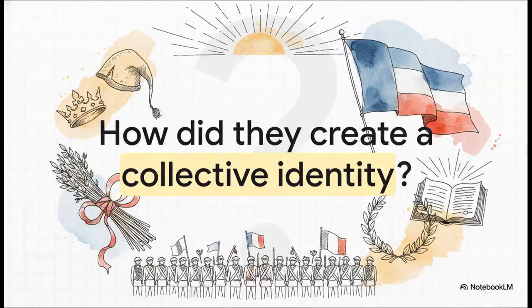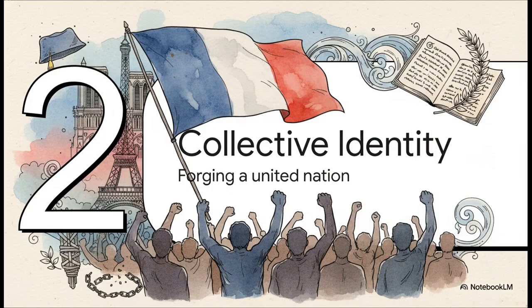Now I want you to turn your board exam radar all the way up, because this right here is a classic high-frequency long answer question. How did the French revolutionaries create a sense of collective identity? I mean, think about it. It's one thing to overthrow a king, but how on earth do you make millions of incredibly diverse people suddenly feel like they belong to one single united nation? Let's find out. Which brings us to Section 2, creating a collective identity and forging a united community.